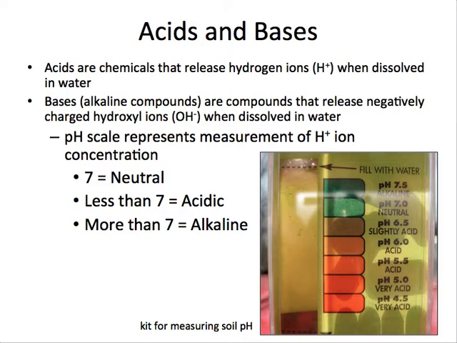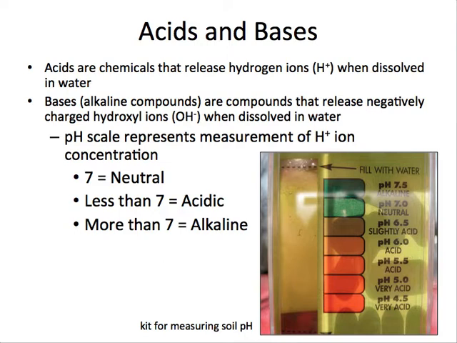But just to make sure we're on the same page, acids are chemicals that release hydrogen ions, or H+, when dissolved in water. H+ may also be referred to as protons, and we're going to talk about those protons a lot in Chapter 10. Bases, also referred to as alkaline compounds, are compounds and chemicals that release negatively charged hydroxyl ions, or OH-, when dissolved in water. And the pH scale represents the measurement of these ions in concentration in some solution, which is usually water.